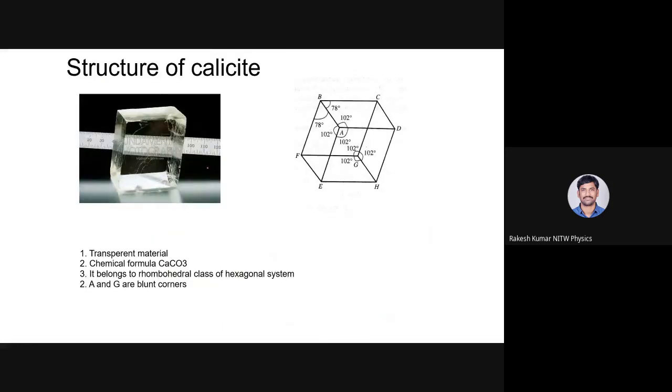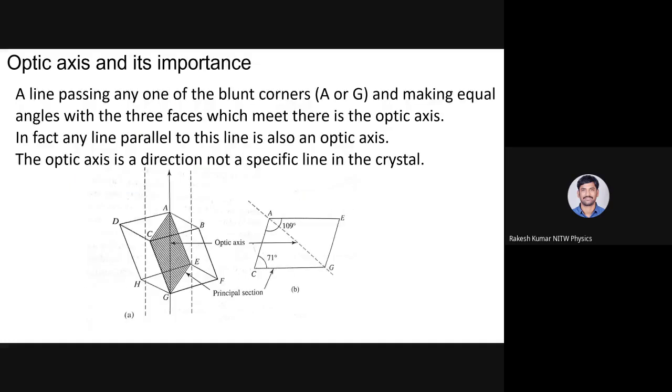You need to write certain symmetry-related details related to the calcite. You are supposed to write that it's a transparent material and the formula is calcium carbonate. The calcite crystal is a rhombohedral class of the hexagonal system, and you have special corners called blunt corners, A and G, where you can see equal angles with all the three faces. So these are called blunt corners for the particular crystal. Why it is important, we'll see now.